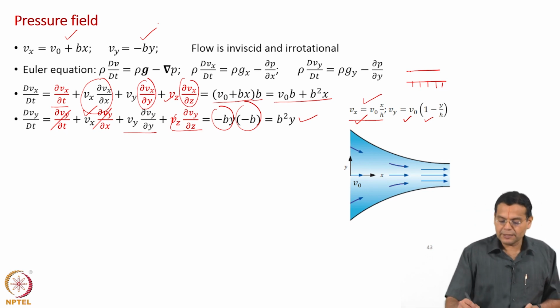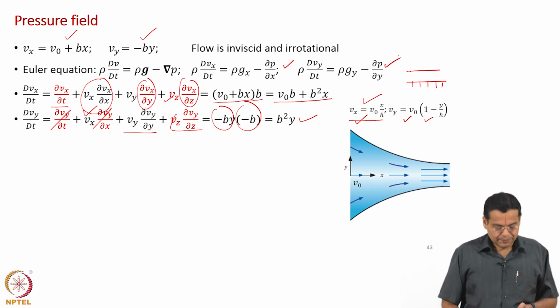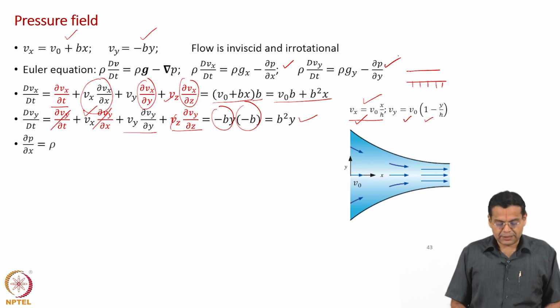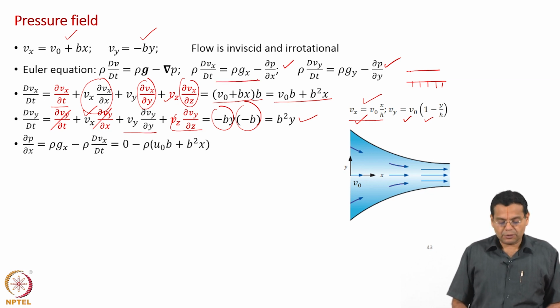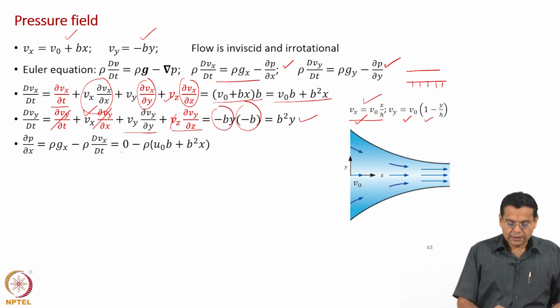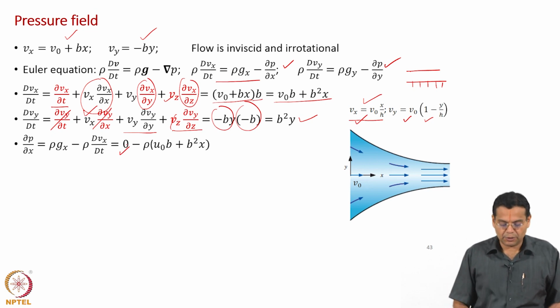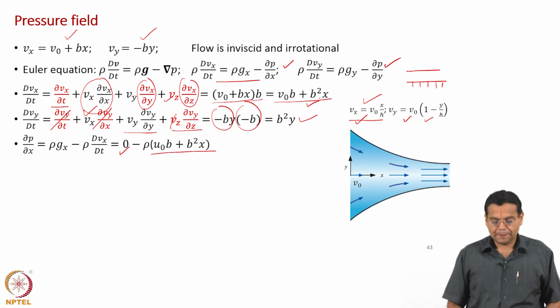Now, let us substitute in the Euler equation and evaluate the gradients of pressure in the two directions. So, dou p by dou x is equal to, just rearranging this equation, rho g x minus rho dVx by dt. We are considering gravity only in the z direction, so g x is 0, and minus rho into dVx by dt, which I have found out here, which is V naught b plus b squared x.